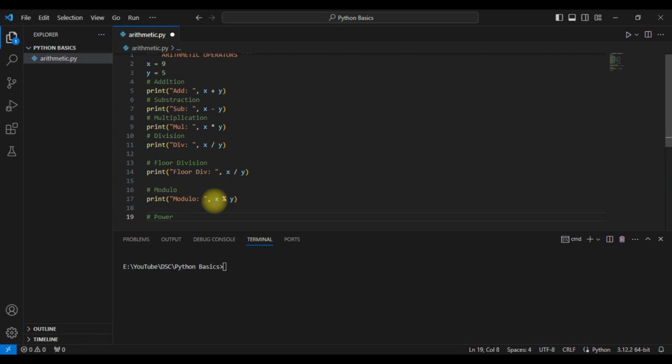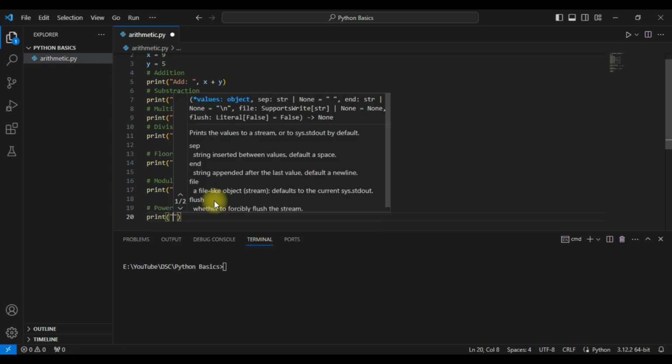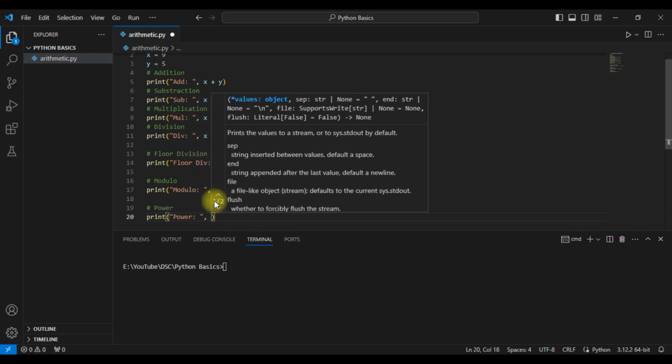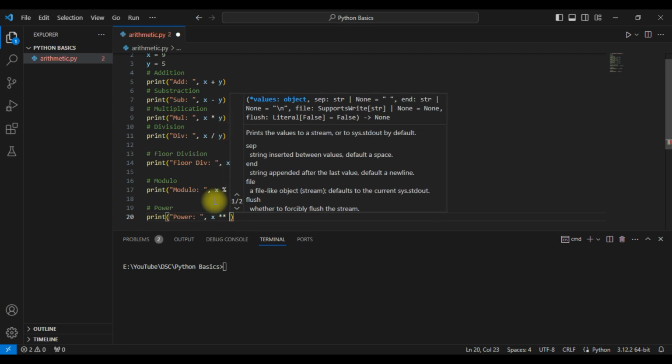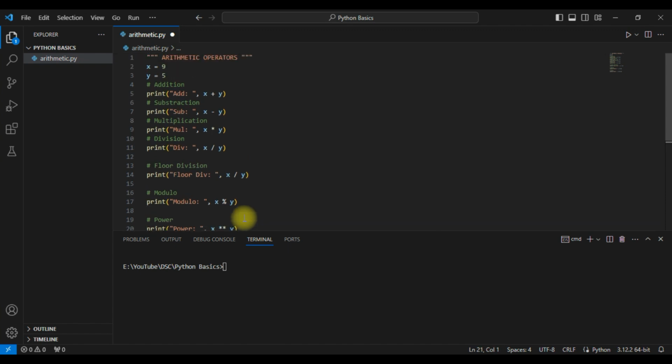The other one is power, or exponential. I don't remember the name, but it's power. So I'm going to do that. The power will be 9 to power 5. Power means 9 is raised to the power of 5. We do it with the two asterisks, rather than the one for the multiplication. So we do it as I'm showing you here. And that's all for arithmetic.